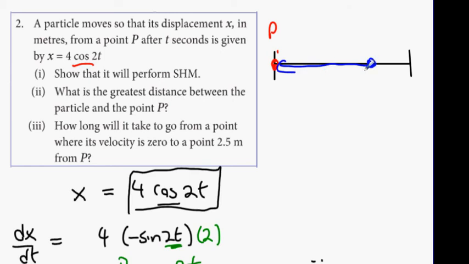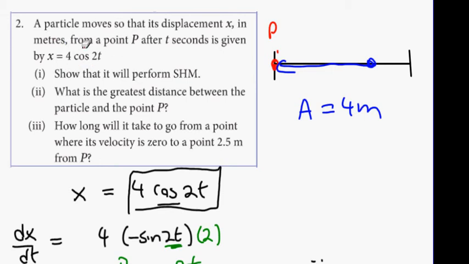The amplitude is the number that comes in front of the function. If that was 8 cos 3t, can anybody tell me the amplitude of that? 8. 16 cos 5t? 16, okay, so it's the number that comes in front of it. So the answer is the amplitude, which is 4 meters. Okay, so it can get 4 meters away in any direction.